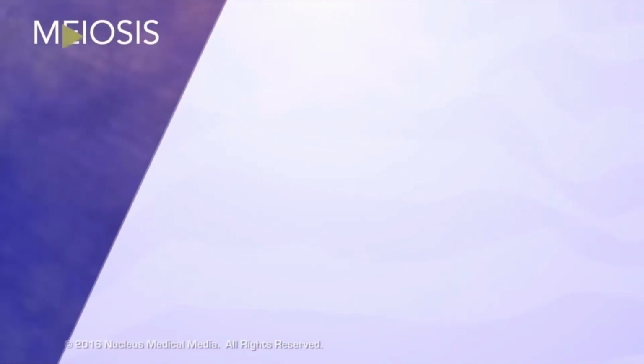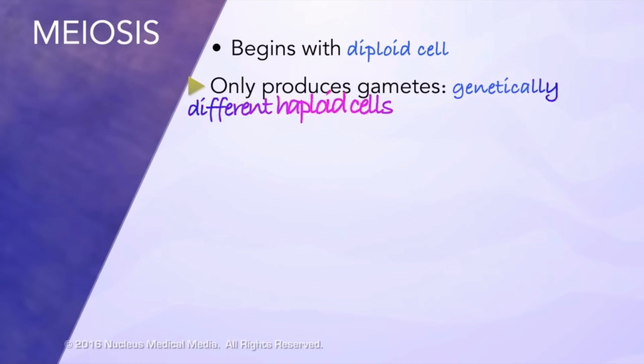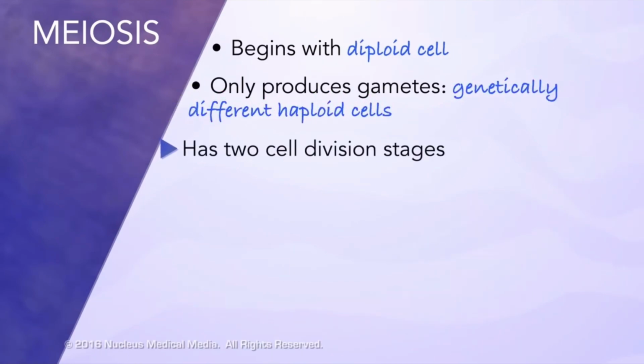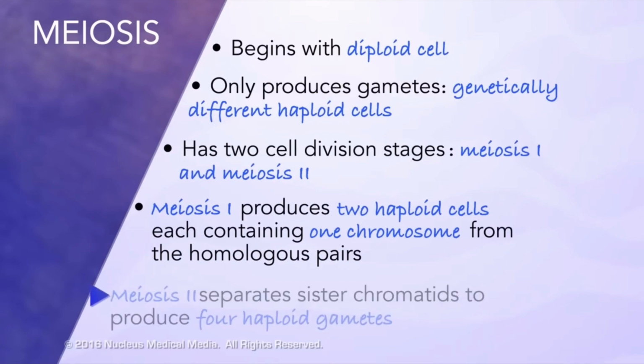Some key points to remember about meiosis. It begins with a diploid cell. Meiosis only produces gametes. Gametes are genetically different haploid cells, sperm cells in males and eggs in females. Meiosis has 2 stages of cell division, called meiosis 1 and meiosis 2. During meiosis 1, homologous chromosomes separate to produce 2 haploid cells, each containing chromosomes in the form of paired sister chromatids. In meiosis 2, the sister chromatids separate in both cells, becoming individual chromosomes. Cytokinesis of these cells produces 4 genetically different haploid gametes.